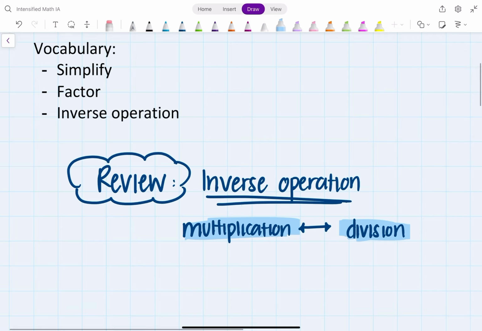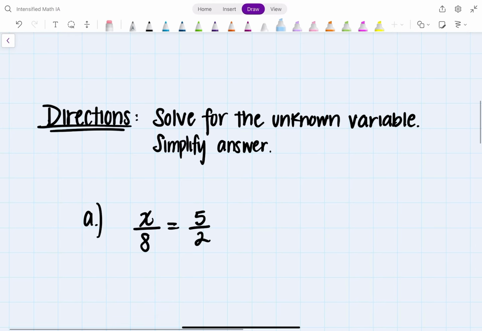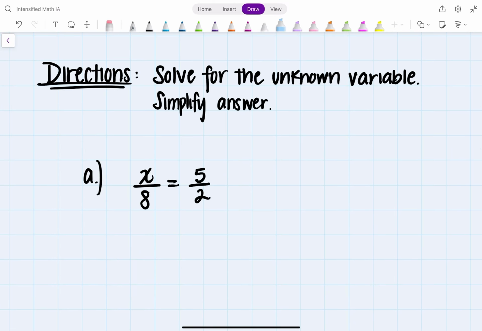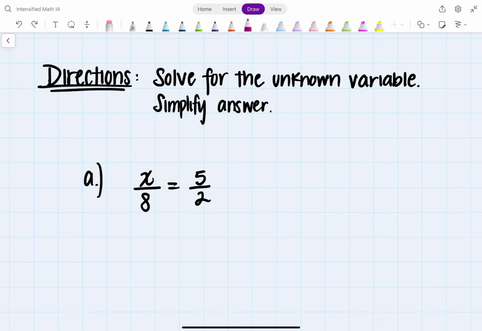So let's jump to it, starting off with the first one. Directions: I want to solve for the unknown variable, and I need to simplify my answers if needed. So I have my equation, which is x over 8 equal to 5 over 2. When it comes to proportions, we want to focus on solving for the missing variable. We're first going to start off using cross multiplication.